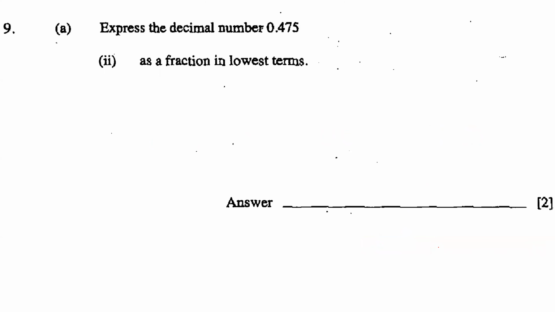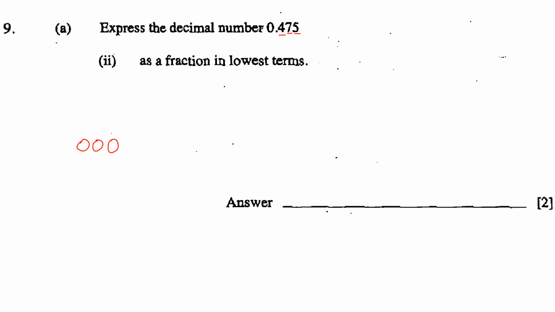It says, express the decimal number 0.475 as a fraction in lowest terms. The idea here is to notice how many numbers we have behind the decimal point. We have 1, 2, 3. So there are three numbers behind the decimal point. Because there are three numbers behind the decimal point, that means I'm going to write 1, 2, 3 zeros. If there were two numbers behind the decimal point, I would just write 2 zeros.